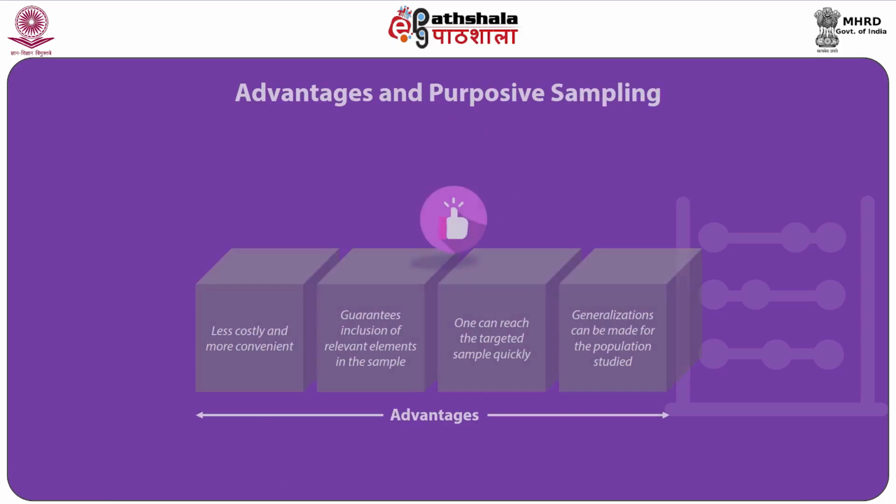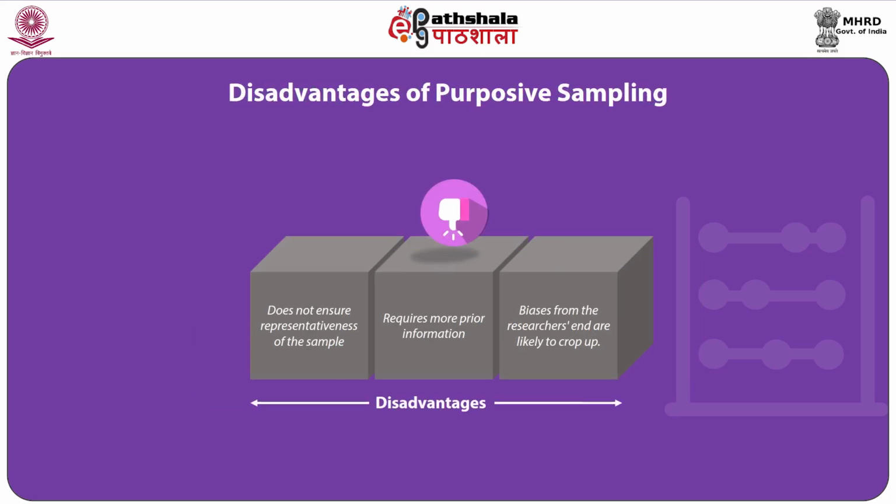The advantages of purposive sampling are: it is less costly and more convenient, it guarantees inclusion of relevant elements in the sample, one can reach the targeted sample quickly, and to a certain extent generalizations can be made for the population studied. On the disadvantages side: it does not ensure representativeness of the sample. This method requires more prior information about the population one studies, otherwise it is difficult to decide the suitability of the sample. Biases from the researcher's end are likely to crop up.